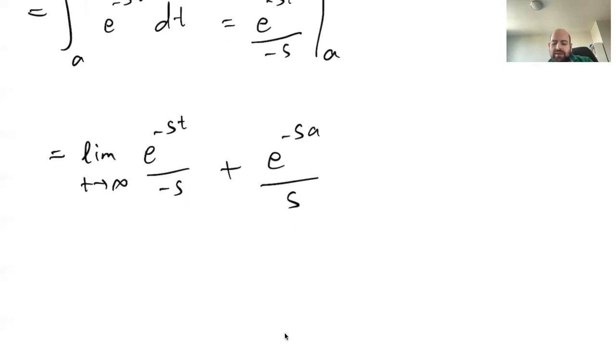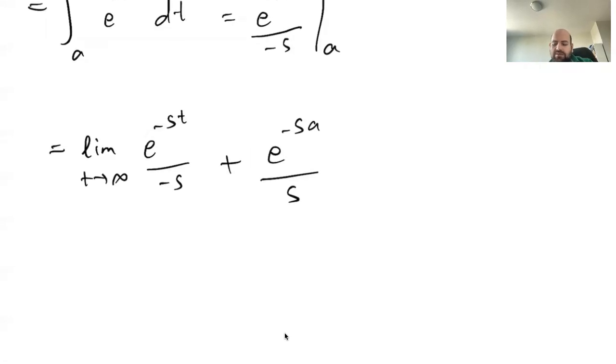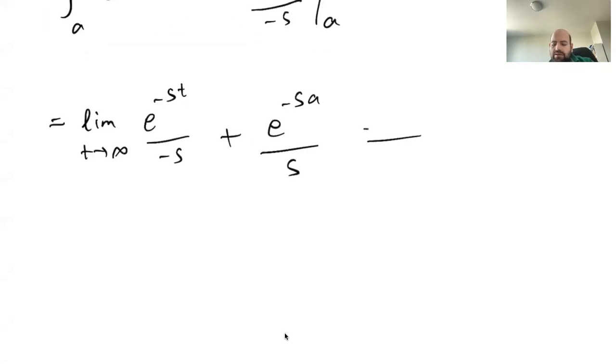Now again, like the previous examples, if s is positive, we can say that the first term is 0. So the limit of e to the power minus st as t goes to infinity is 0 if s is positive.